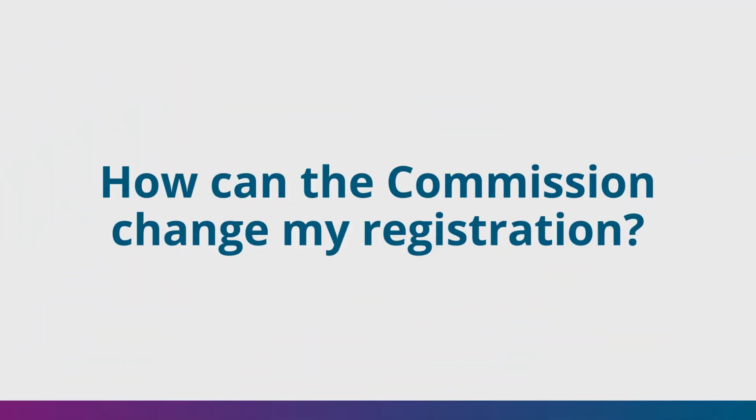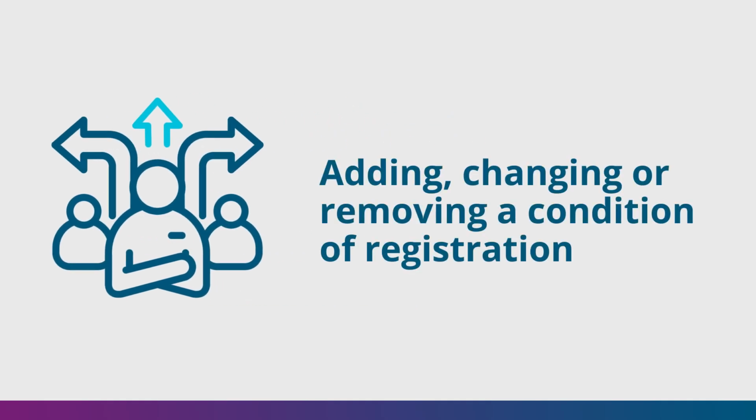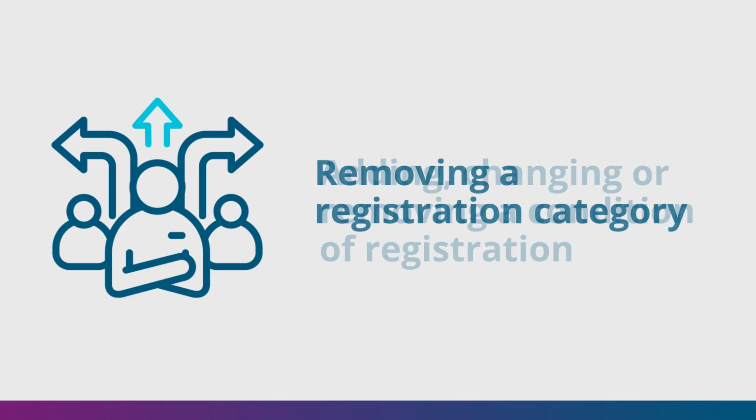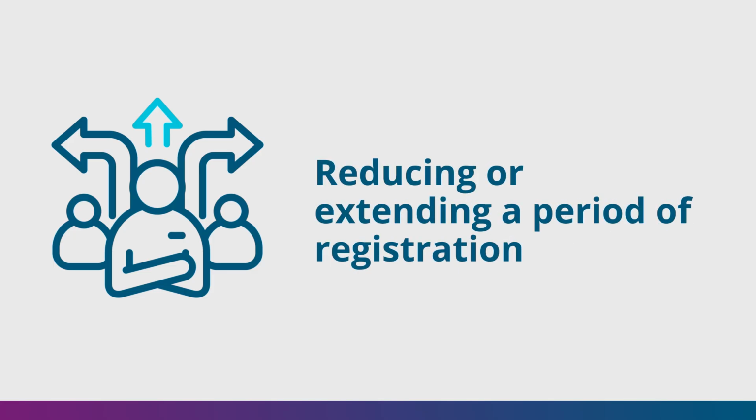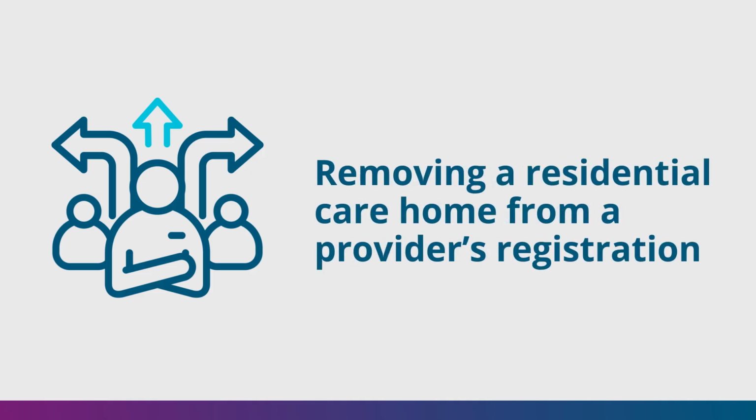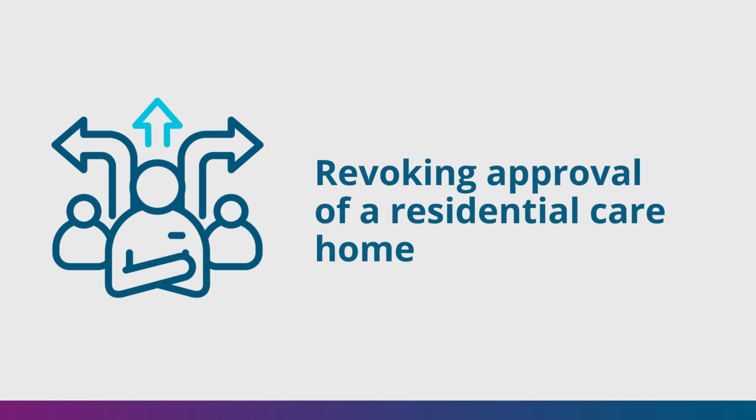We can also vary a provider's registration to respond to risks. Different types of variations include adding, changing, or removing a condition of registration, removing a registration category, reducing or extending a period of registration, removing a residential care home from a provider's registration, varying the total number of beds for an approved residential care home, or revoking approval of a residential care home.